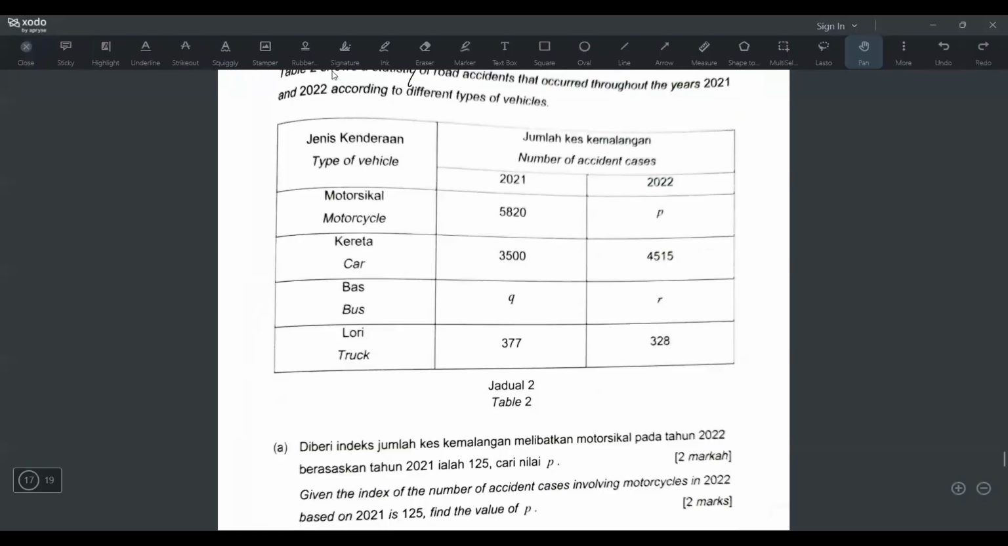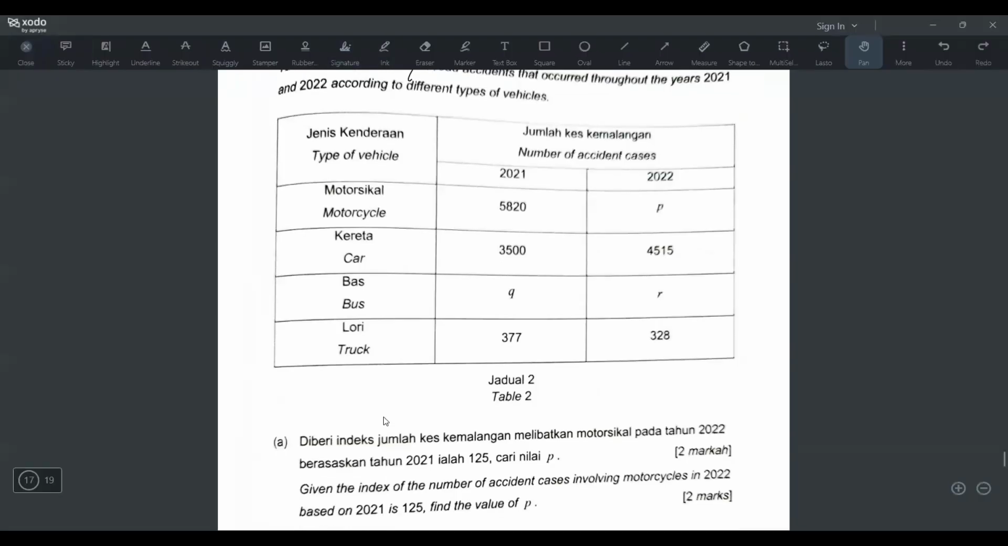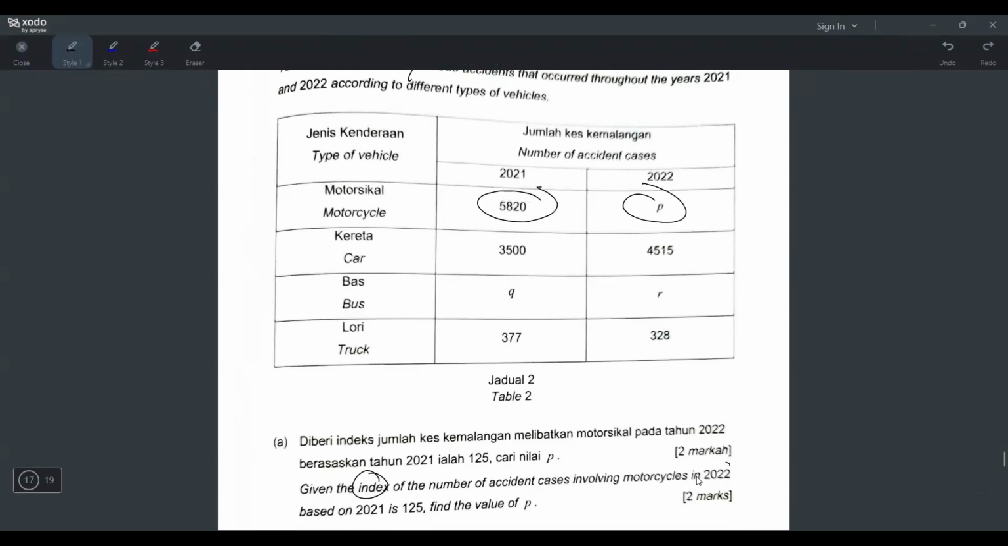Okay, let's see what part A says. Given the index of the number of accident cases involving motorcycle, so later I have to focus on motorcycle. In 2022, based on 2021, is 125. Find the value of P. Okay, very easy. You can just use the index formula.